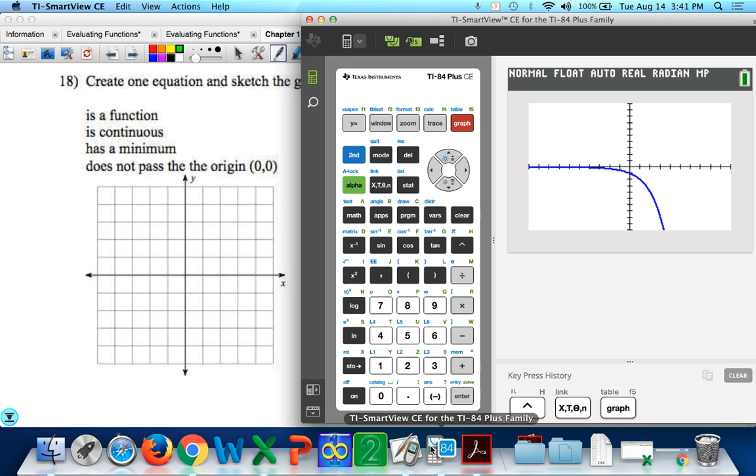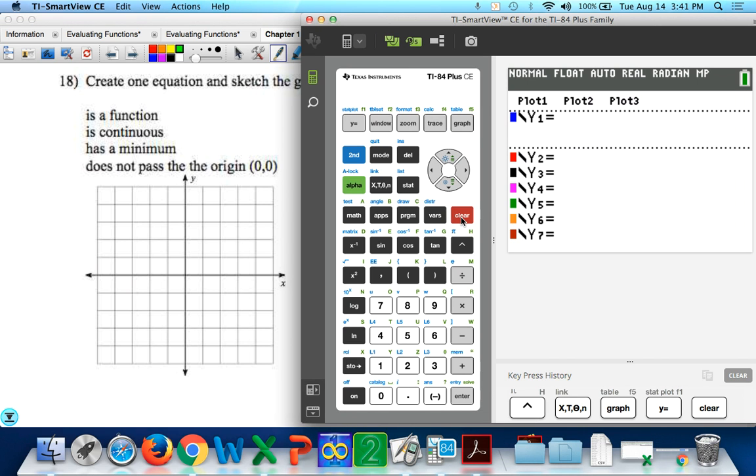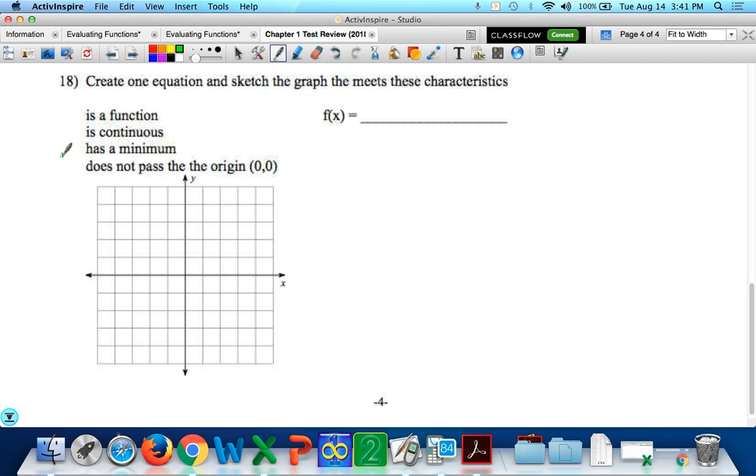Number 18, same type of problem, different rules. Clear out whatever we had. The function is continuous, has a minimum, and does not pass through the origin. There's only two types of functions that we learned of that have minimums. One of them is absolute value, and we're not using that one. We didn't learn how to write that one at all. So the fact that it has a minimum should leave you with only one option. This has to be quadratic.